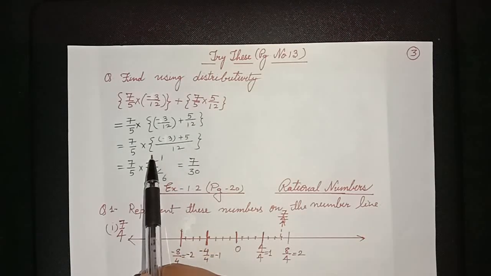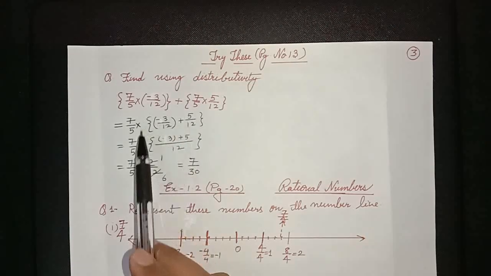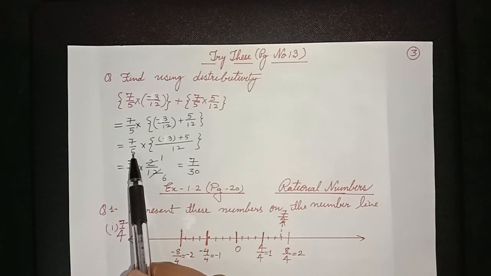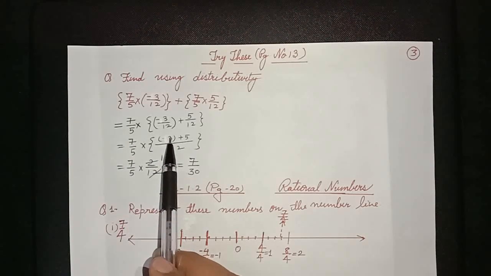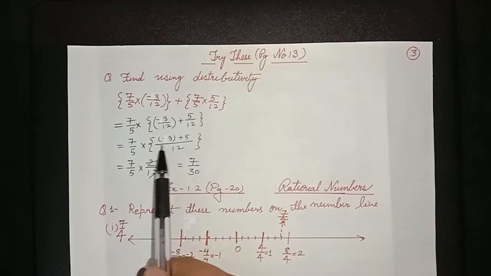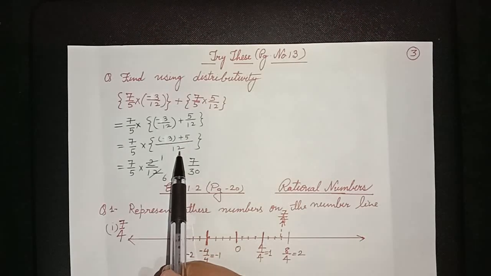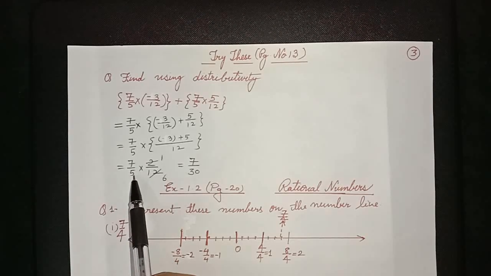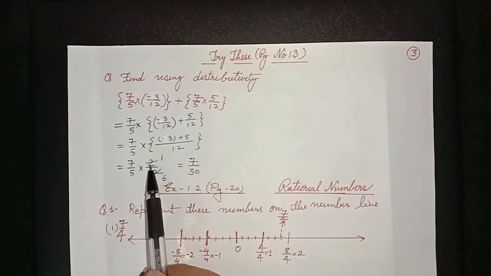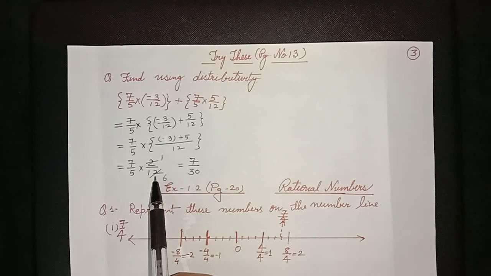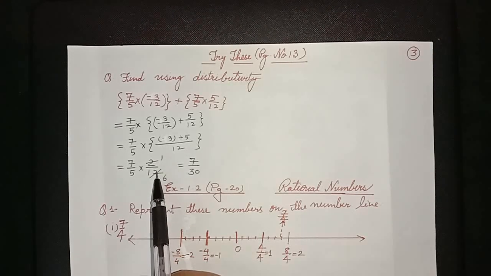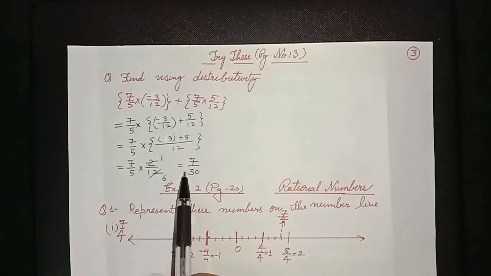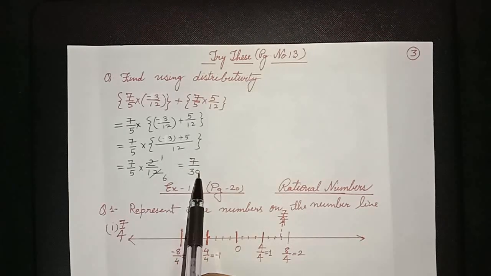In the next step, after solving the first step, we get 7 by 5 into minus 3 plus 5 upon 12. After this step, 7 upon 5 into 2 upon 12. 2 1s are 2, 2 6s are 12, and 7 into 1 is 7, and 5 into 6 is 30. 7 upon 30 comes as the answer.